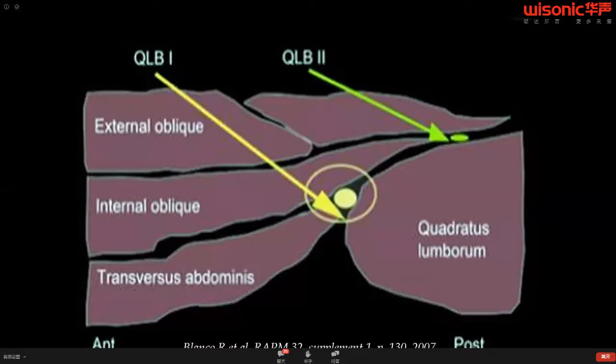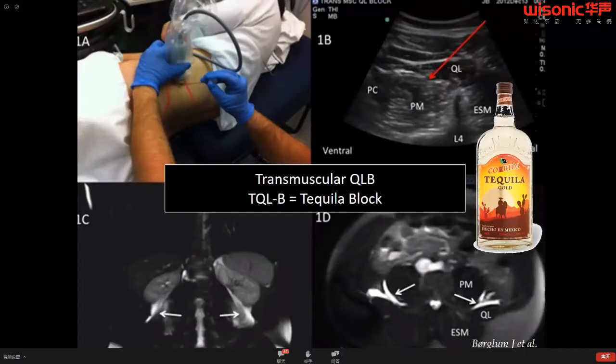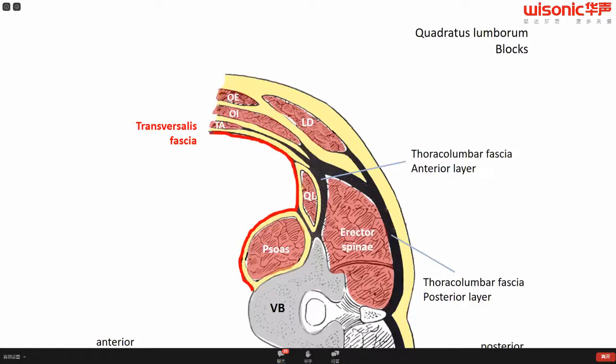They were first described as Quadratus lumborum block 1 and 2 by Rafael Blanco already in 2007. A third option, the transmuscular Quadratus lumborum block or Tachia block, was first described by Jens Borglum in 2013. This picture shows you a cross-sectional view of a patient in the lateral position, and it shall explain to you where the local anesthetic is injected for the different kinds of Quadratus lumborum blocks and how it may work.